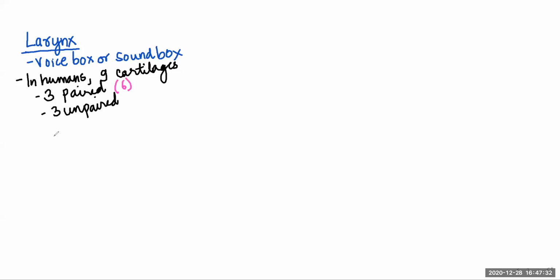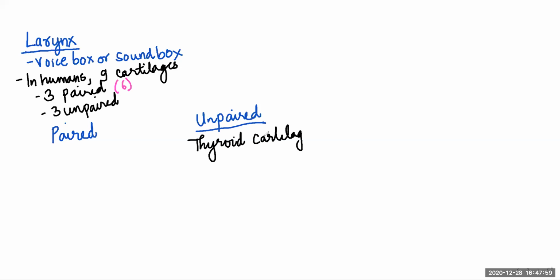So we have to know paired cartilages and unpaired cartilages. So unpaired cartilages include the first one, thyroid cartilage. Now remember, thyroid is another name for a gland.